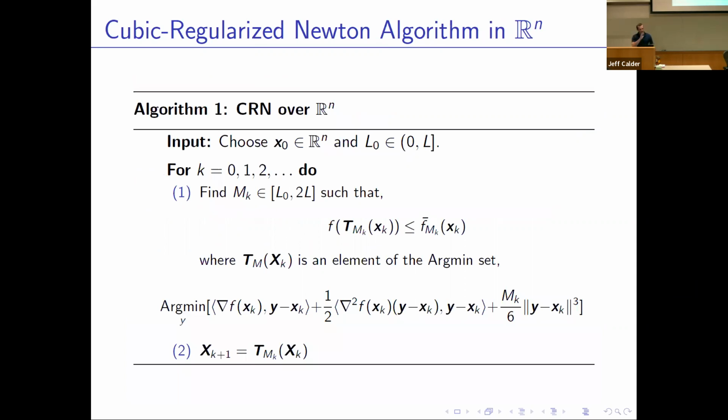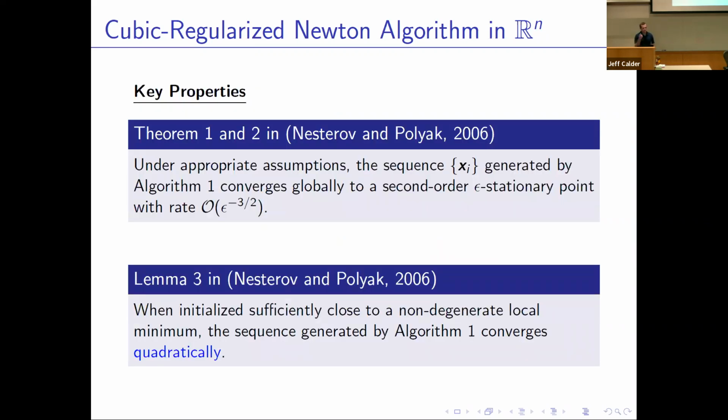The general algorithm, as it looks, is, as I said, you have this choice of M as you go. You're going to ask for a sufficient decrease, and this is a cubic model, but it's going to be strictly less than the actual value of my function at the previous iterate x_k. But this is the problem we have to solve step after step. And in Nesterov and Polyak's paper from 2006, they showed a couple of results, but the two big results are here: I'm going to globally converge to a second order epsilon stationary point under appropriate assumptions.